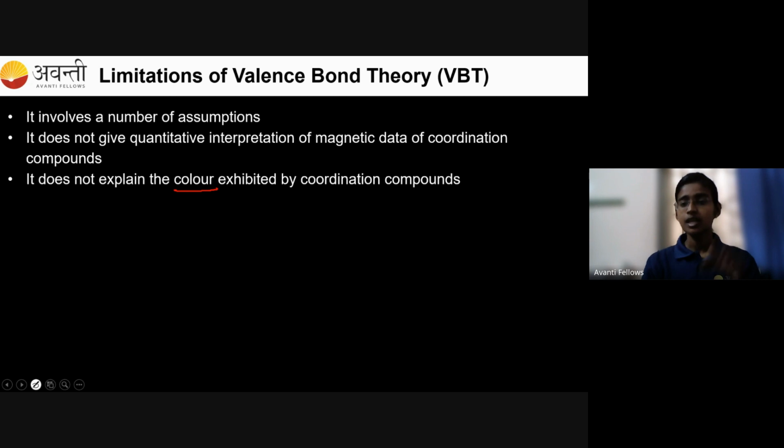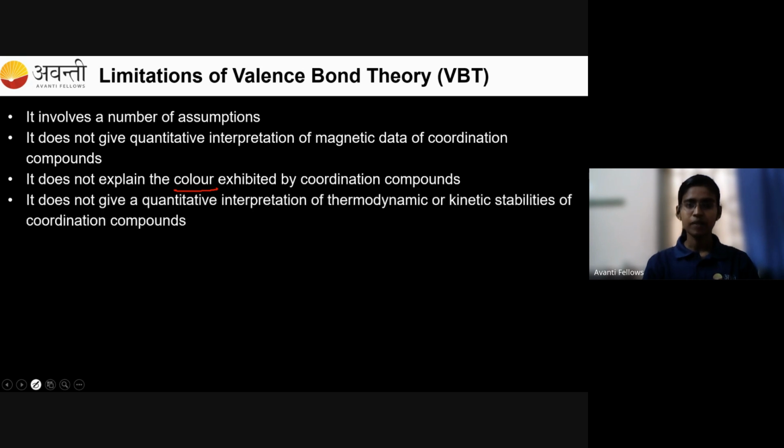So why are they forming colored compounds? Because a D block element is present as the central metal atom. D block elements are able to exhibit color, right? We have discussed this already in the last lesson. So that information is not given by VBT. And fourthly, it does not give a quantitative interpretation of the thermodynamic or kinetic stability of the complex. There is no information about the stability, how long a given compound will be stable.